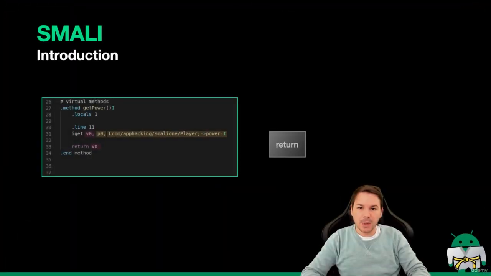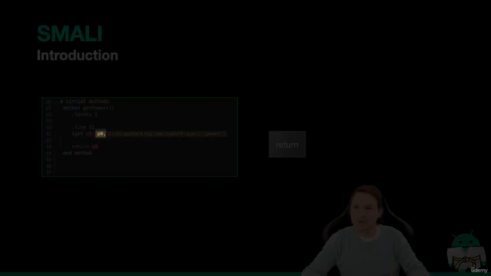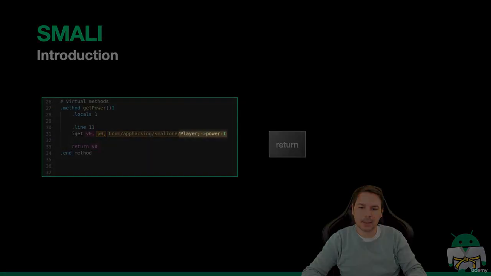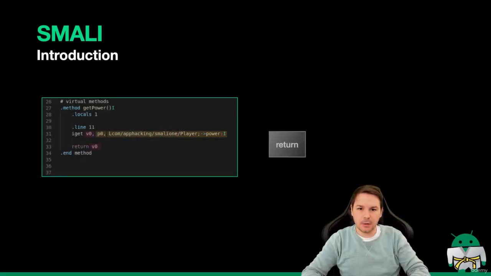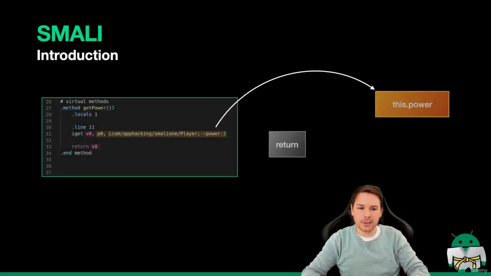Okay, here we have this method once again. We've got our local one, which is our v0 register. And we also got this p0, which is referencing the player class. And after this arrow, we can see the player class dot power value. Why do we have this register right now? Because if we use this expression, we get this power.